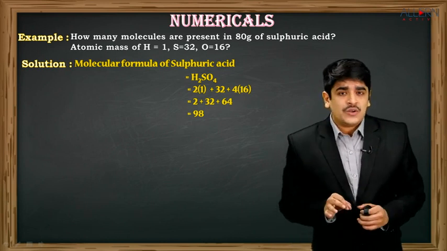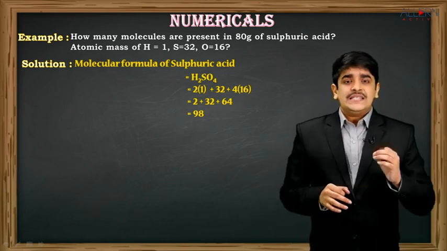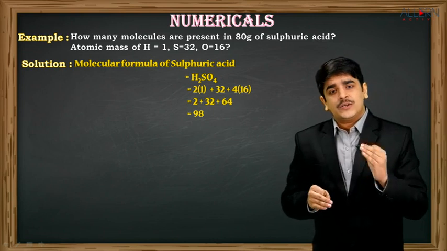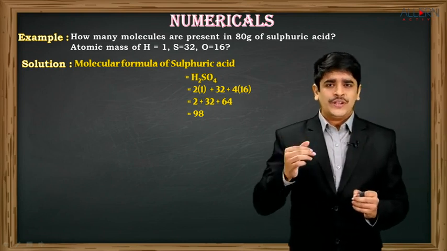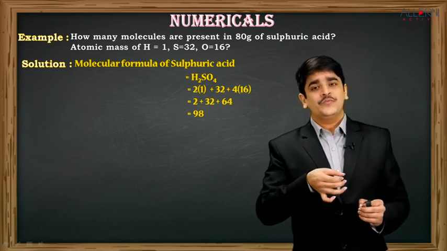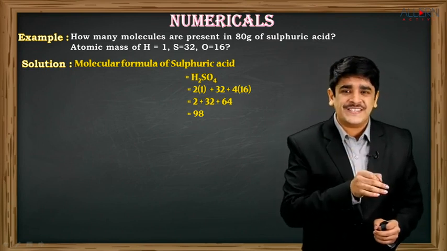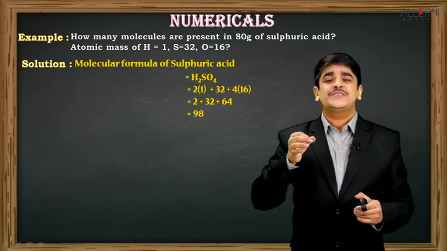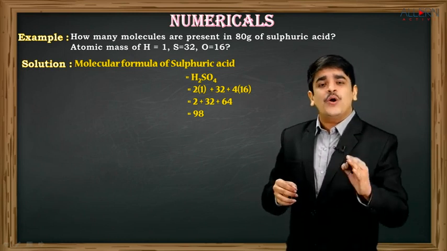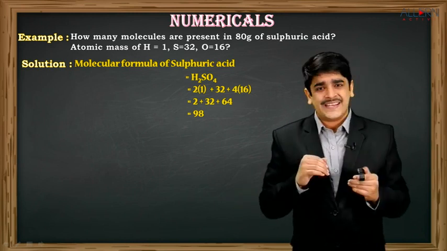For oxygen, altogether different ball game. 16 is the mass of a single atom of oxygen. We have 4 of those. 16 into 4. So 2 into 1 is 2. 32 into 1, 32. 16 into 4, 64. 64 plus 32 is 96, 96 plus 2 is 98. That is the molecular mass of sulfuric acid.